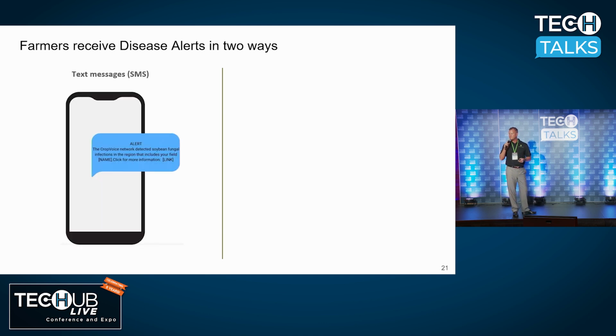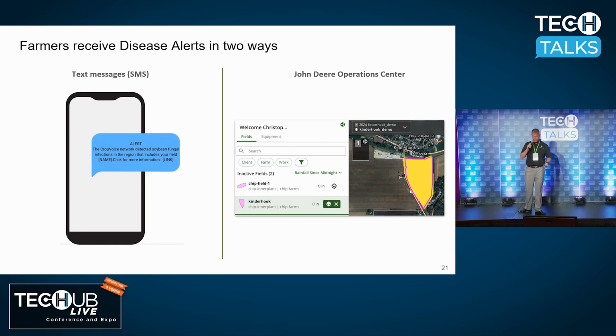But at the end of the day, right, the output of all of this is that farmers need to receive these alerts, and we provide them in one of 2 ways, right? Our software team would have loved to build another app, but farmers told us loud and clear, please no more apps, just a text message. So we deploy these via text message, which is super convenient, simple, with a link to the scouting report or the disease alert. But we also deploy through John Deere Operations Center.